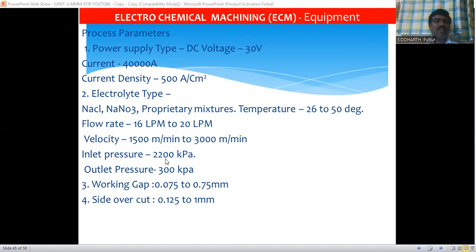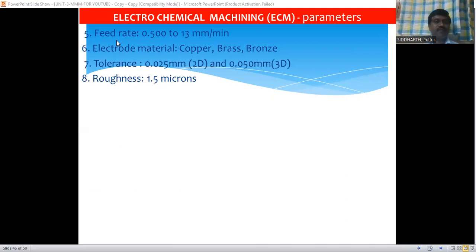Coming to the inlet pressure, it may be 2200 kilopascals, and the outlet pressure is reduced after the machining to 300 kilopascals. The working gap between the tool and workpiece, that is the inter-electrode gap, is 0.075 to 0.75 mm. This is a very small, micro-level gap that we have to maintain between the tool and workpiece. The side overcut may be 0.125 mm to 1 mm. The workpiece feed rate is 0.5 to 13 mm per minute.